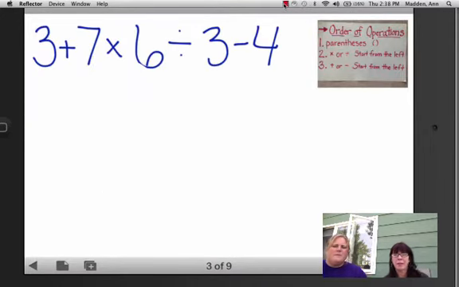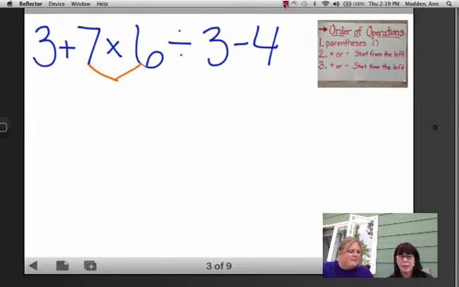Okay, here's our first example. 3 plus 7 times 6 divided by 3 minus 4. First thing I'm going to do is look through the problem to see if there are any parentheses. There are no parentheses, so the next thing you would move on to would be exponents, but we're not doing that in 5th grade. So the next item we're going to look for is either multiplication or division. So the first thing I come to is multiplication. So I'm going to do that first.